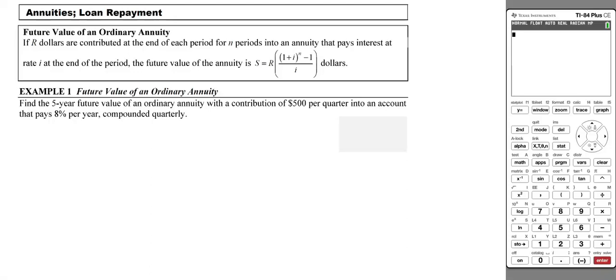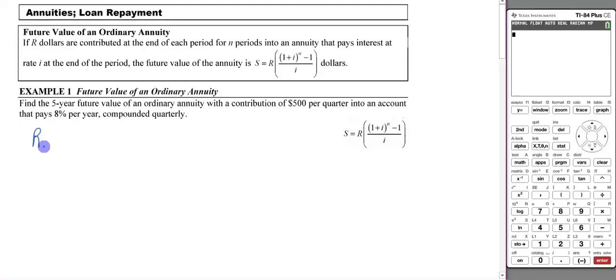Example 1. Future value of an ordinary annuity. Find the 5-year future value of an ordinary annuity with a contribution of $500 per quarter into an account that pays 8% per year, compounded quarterly. We'll be using the formula above. Let's list what each thing is.